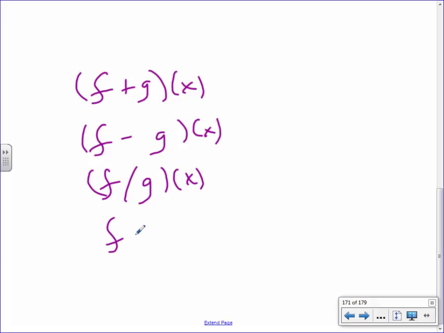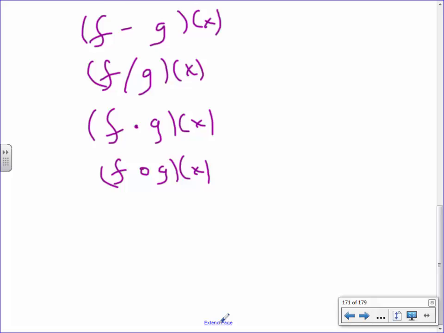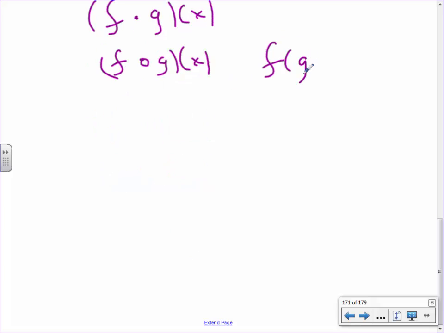Now, if I give you f closed dot g of x, that means multiply. But if I give you f open dot g of x, this is where you put g of x into f. Yeah, it means composition. Okay, so there's one set of stuff you should know. If you know that, you just need to be able to apply it to whatever problem we're solving.